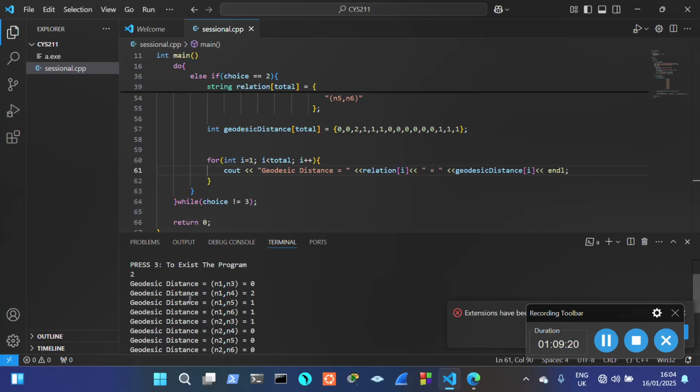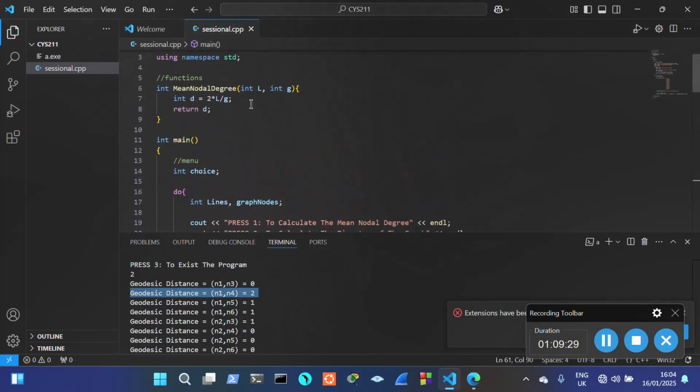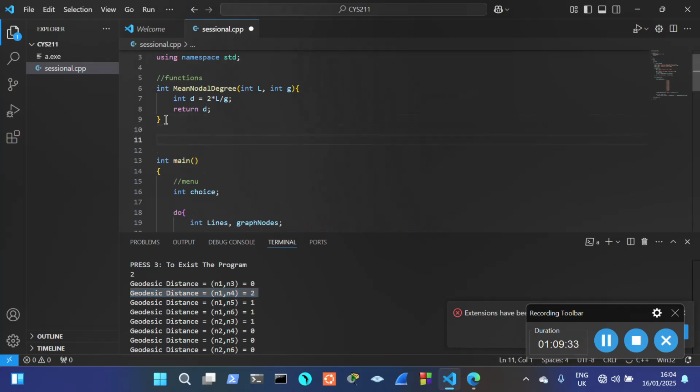Now how can we find out that this is the diameter? That's where we come in, inserting the formula for the diameter here. Remember, we didn't insert it. Okay, we say int. So now we are talking about diameter.